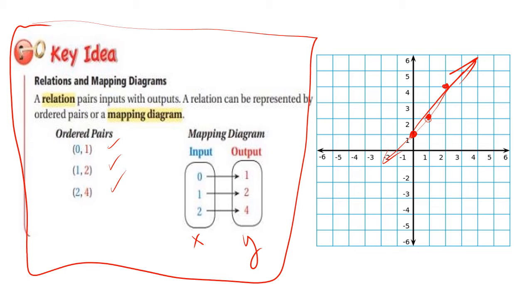You can also represent a relation by using a mapping diagram. In this case, you're mapping the x coordinate over to the y coordinate. So here's 0, 1, here's 1, 2, and here is 2, 4.